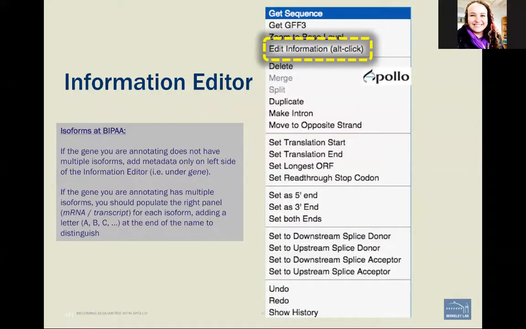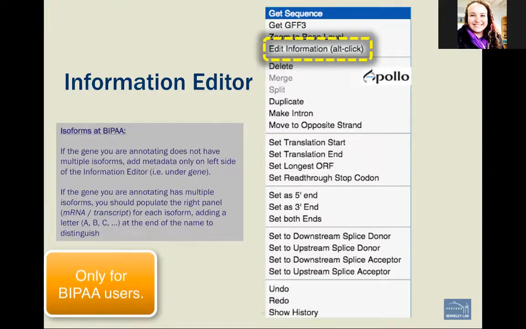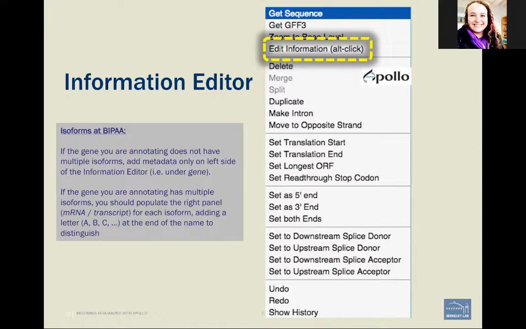In the information editor, you can include information about cross-referencing to other databases. You can add information about attributes, publications, but just keep something in mind that you will have to look at as a rule for your team. If the gene that you're annotating does not have multiple isoforms, then all of the metadata in the information editor is going to go on the gene side, on the left-hand side. If you're annotating more than one alternatively spliced form, then you'll have to populate the information on the mRNA or transcript side. This will become clear when we look at the information editor.